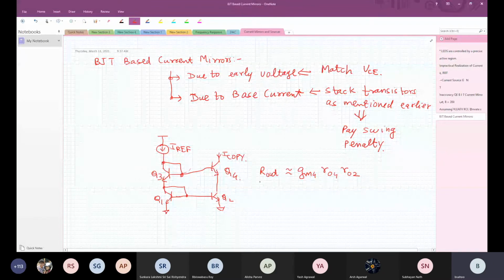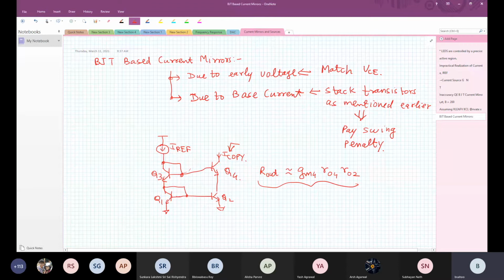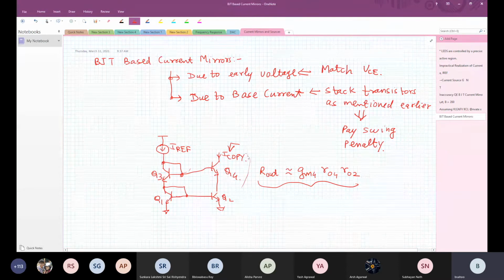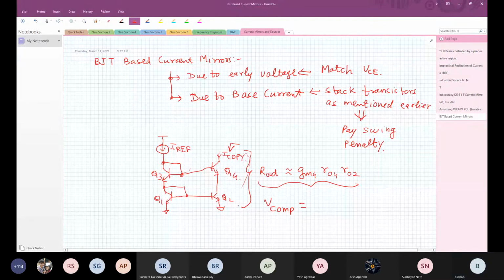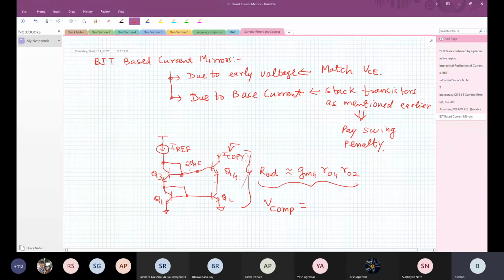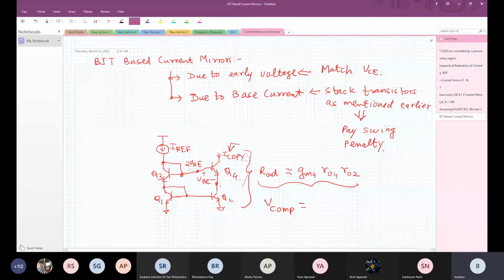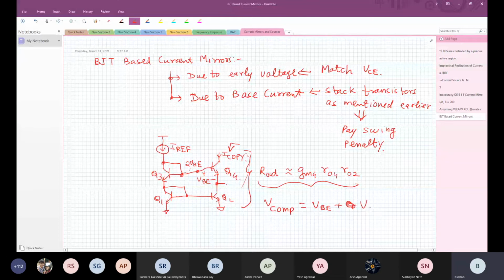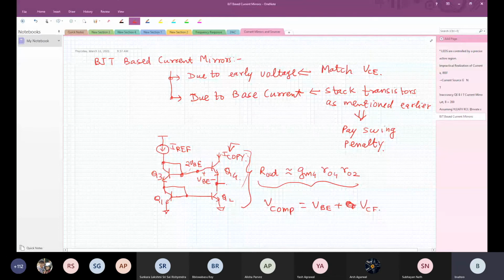Impedance looking down here. What is the compliance voltage here? Can anybody tell me what is the compliance voltage? What is the voltage at this point? Twice VBE. What is the voltage here? Minus one more VBE. So what is this voltage here? VBE. Then what is the minimum voltage required across this? VCE sat. So compliance voltage equals VBE plus VCE sat.